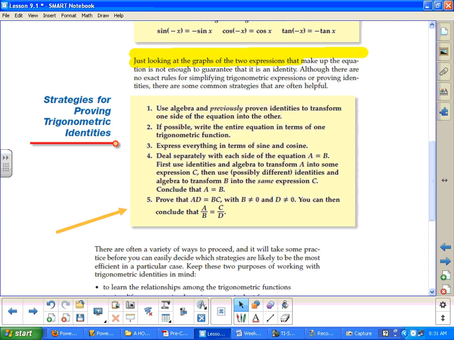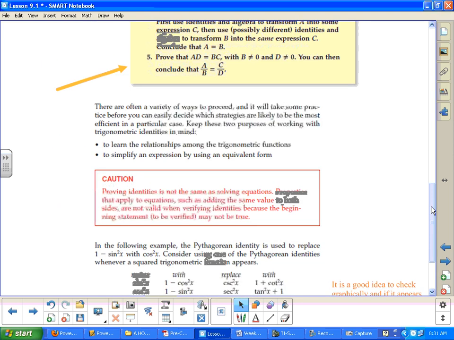If we can prove that AD equals BC, in other words, if we've cross-multiplied, if we can prove AD equals BC, then we can conclude that this proportion is also an identity. Okay? So we're going to be using those rules along with those identities. So if you don't have those identities out, you're going to want to locate them.